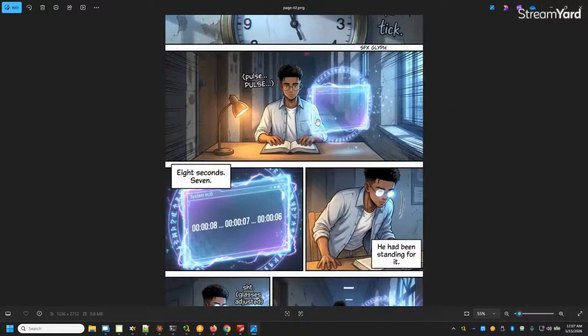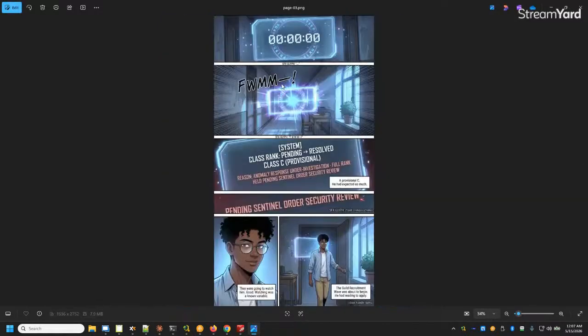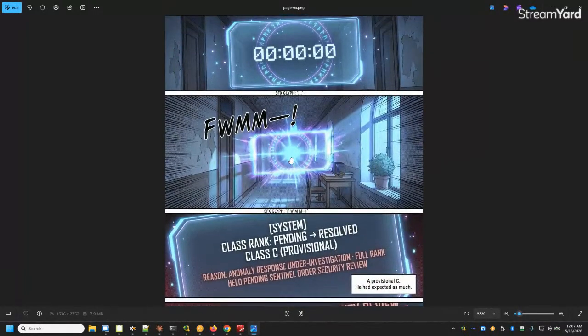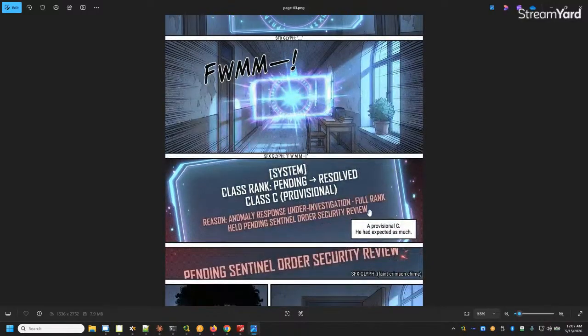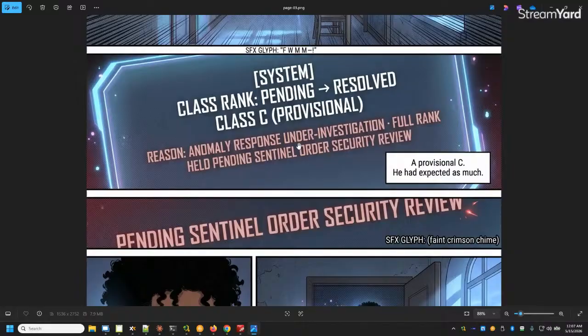Okay, going on 12 o'clock, 8 seconds, 7. He had been standing for it. I know there's not another ability. All right, time is up. Class rank. Oh, he's waiting for the ranking after the incident. Class rank pending, resolved, class C, and that's under provision. Reason: anomaly response under investigation, full rank held pending Sentinel Order security review. So maybe they did review the cameras.